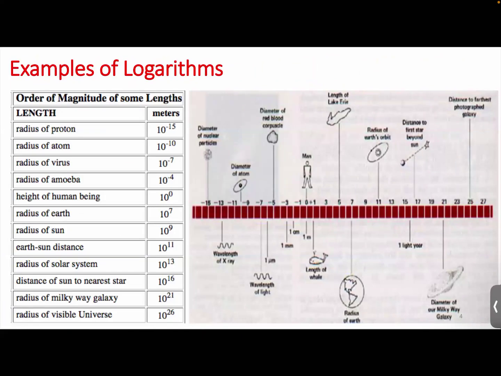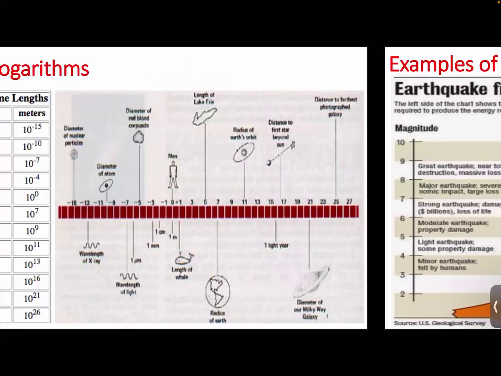And here is a really nice one. I should have explicitly listed where I pulled this from the web, but just a bunch of things going from the radius of a proton at 10 to the negative 15 to the radius of the visible universe, if you have terrific eyesight, 10 to the 26. This is almost 40 orders of magnitude. And to be able to talk about these and draw them on the same scale is phenomenal. Okay.